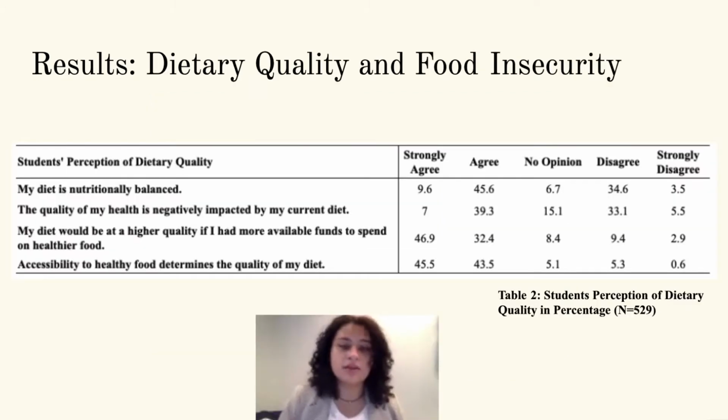This slide displays Table 2, which presents the perception that these particular students have regarding their dietary quality. This was conducted using a Likert scale to measure how strongly students agreed or disagreed with the statements provided on the left. A significant number of students disagree with the statement that their diet is nutritionally balanced. Students also expressed that they would expect their diets to reflect a higher quality if they had the funds necessary to be able to afford more nutritious and balanced meals.